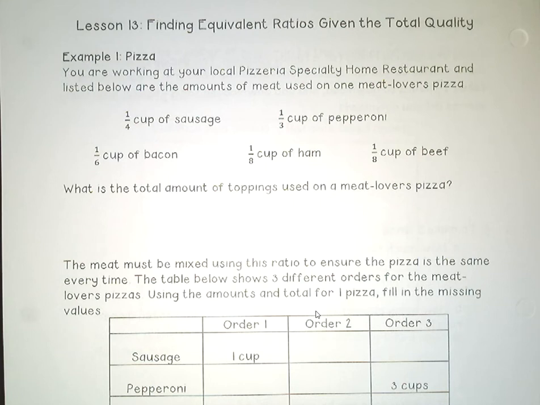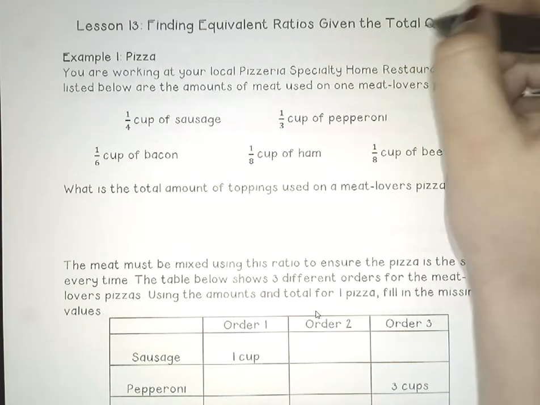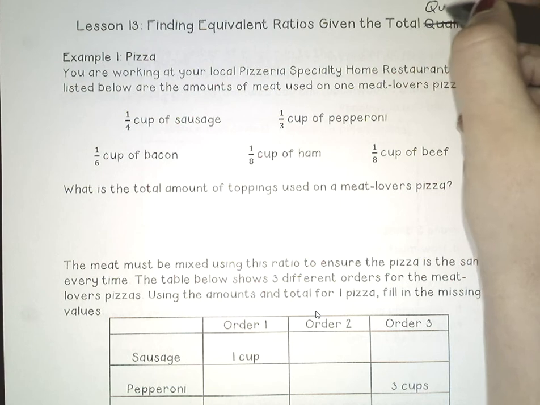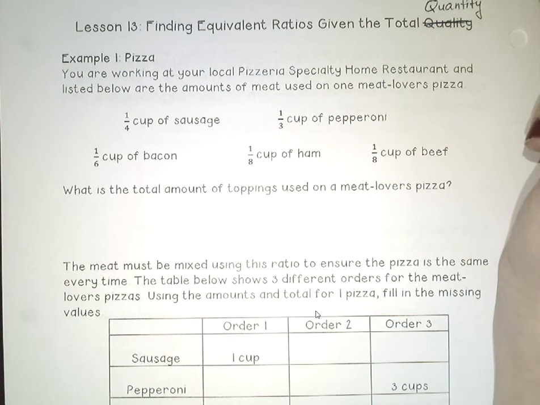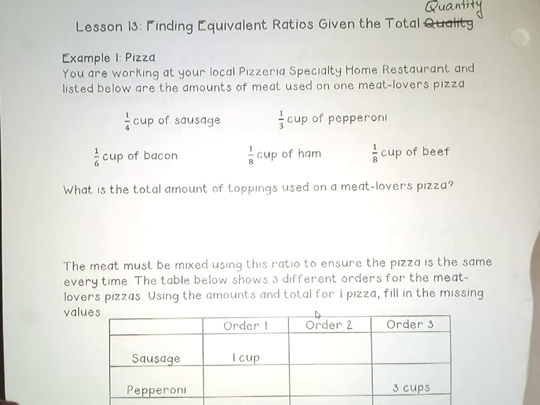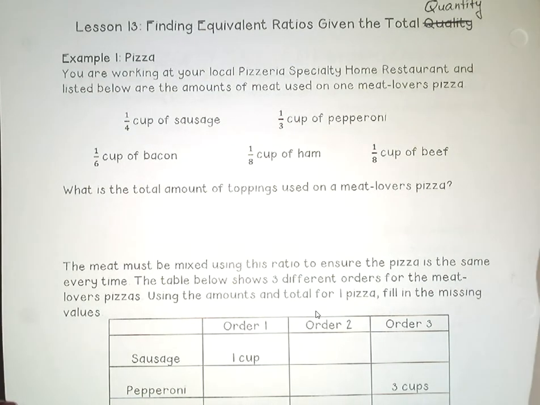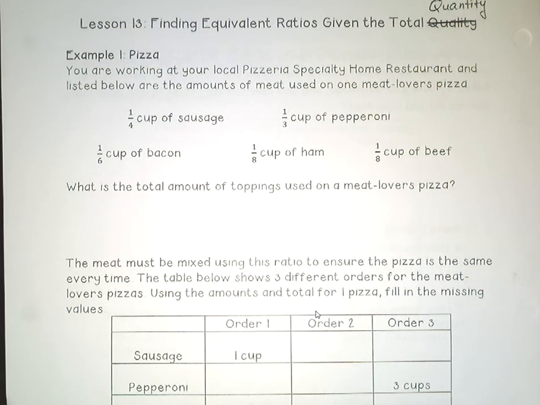Today we are learning how to find equivalent ratios when we have the total quantity. We kind of did it before with the whole numbers, but right now since we are working with fractions and mixed numbers, it brings it to a whole new level.